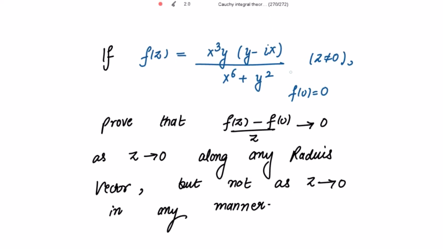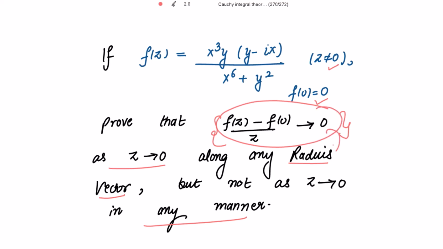y minus iota x divided by x to the power 6 plus y square, where z is non-zero and f of 0 equal to 0. We have to prove that (f(z) minus f(0)) divided by z is tending to 0 as z tends to 0 along any radius vector, but not as z tends to 0 in any manner. That means it is tending to 0 along only the radius vector. Otherwise, it is not tending to 0, right? This we need to show.